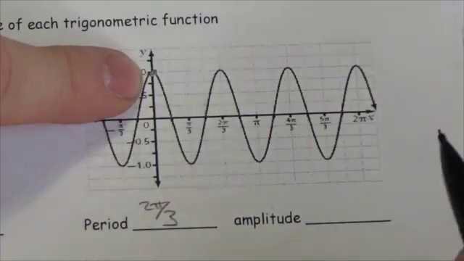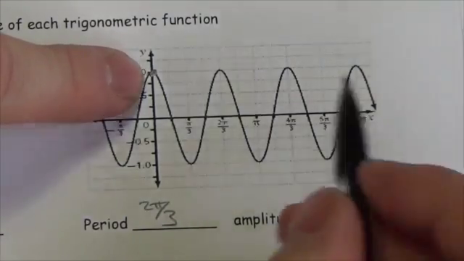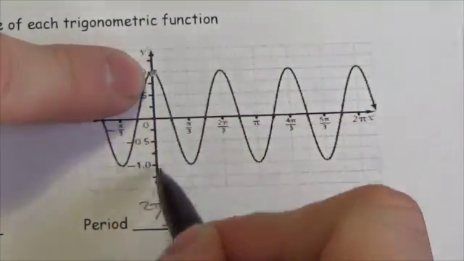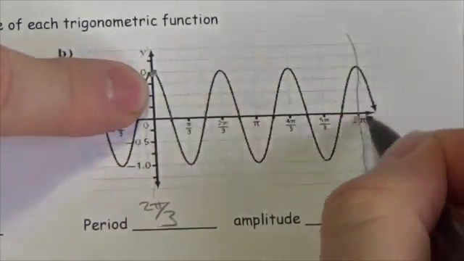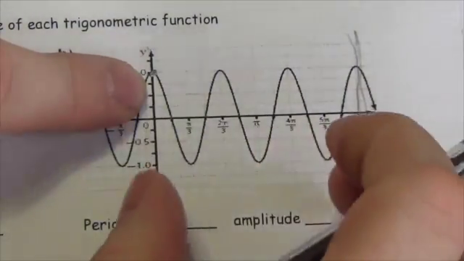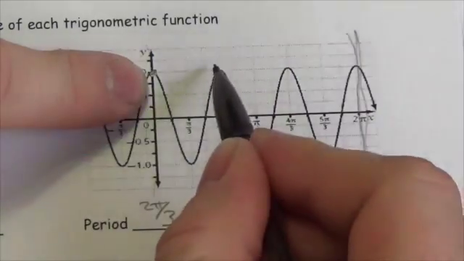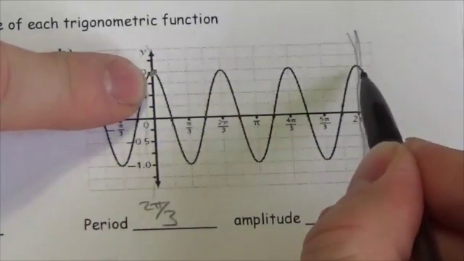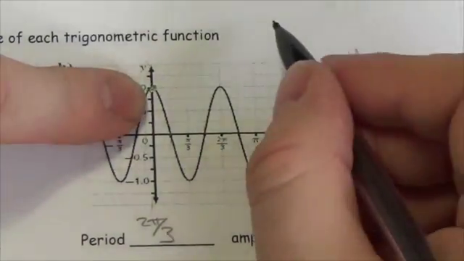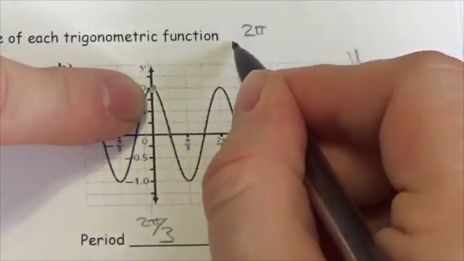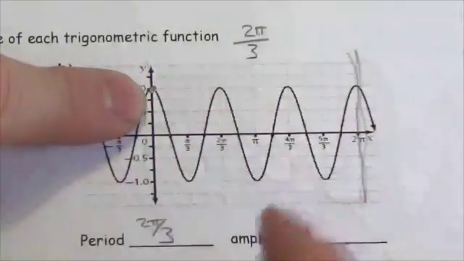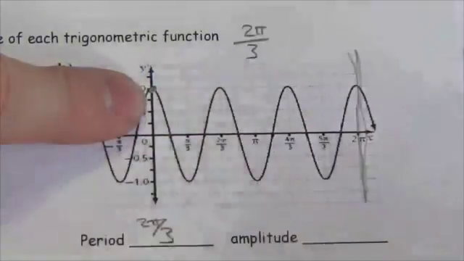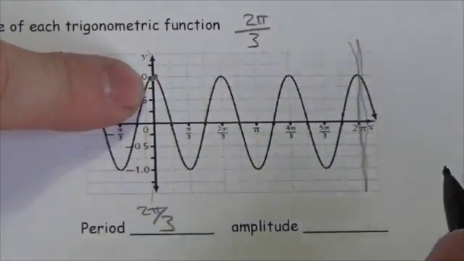Now, another way of doing that would be to take a look at this. Here's 0, here's 2 pi. From 0 to 2 pi, I've got 1, 2, 3 periods. So each period, I've got 3 of them in 2 pi. I'm basically dividing 2 pi into thirds. There's my period. That's got to be the size of each one of those periods there.